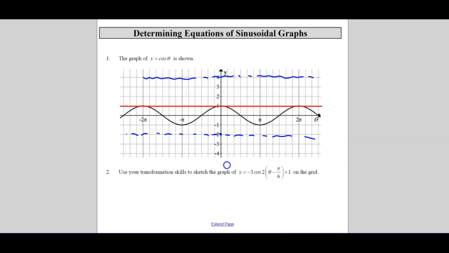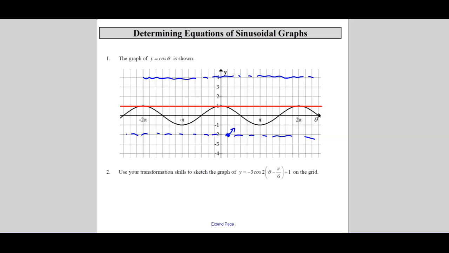Horizontally, that point doesn't get stretched, but I've got to go to the right pi over 6. So my min now, the closest one, is at pi over 6. So you want to take a look at your grid markings. Again, they're divided into 6, which is pretty common. Okay, so it's now going to go up from there. So I just put a little arrow to remind myself.